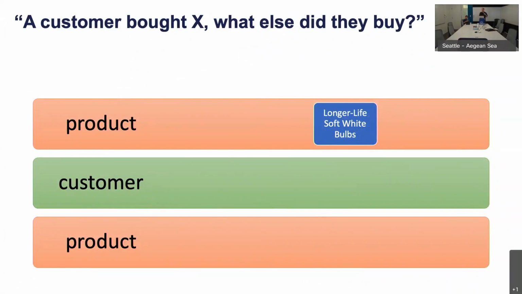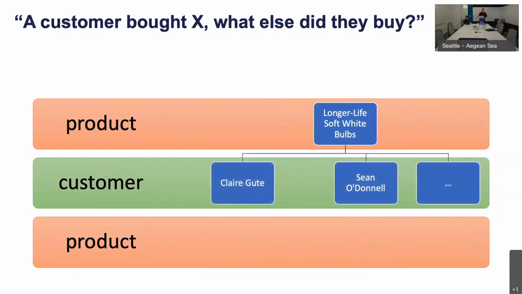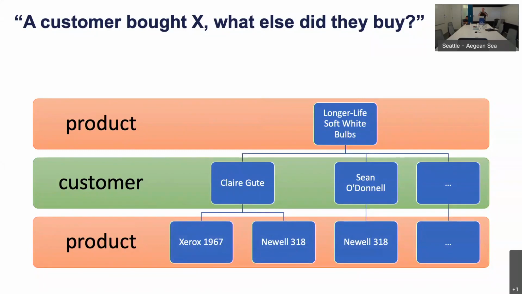So you start out by looking at a particular product, like longer life soft white bulbs. And you need to go from product to all the customers that bought that product. And from there, all the products that those customers bought. And then you really need to roll up all those products onto that top level product, maybe deduplicate them because you can see multiple customers bought the Newell 318. And so it's these multiple connections between things and rolling up data across those connections that Tableau can't help you with right now.